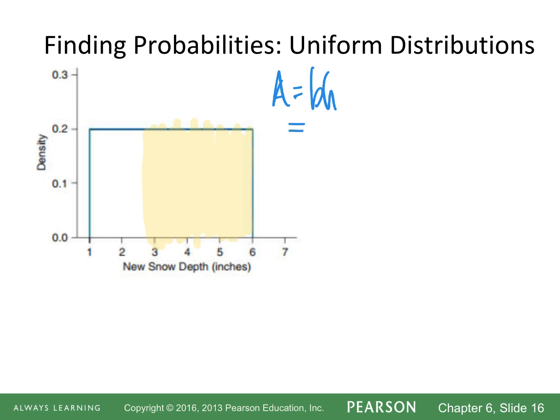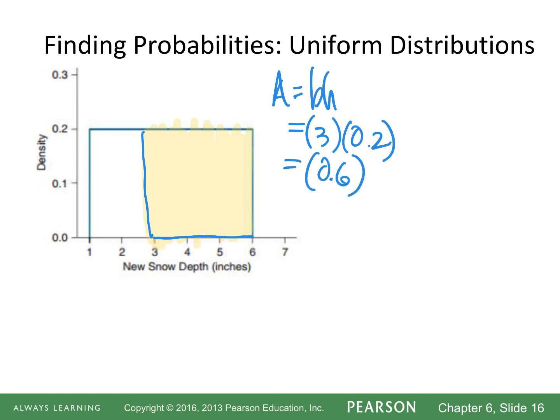So the base of our rectangle is 3. And then the height is 0.2. 3 times 0.2 is 0.6, or in other words, 60%. If you notice, 60% of this rectangle is shaded.